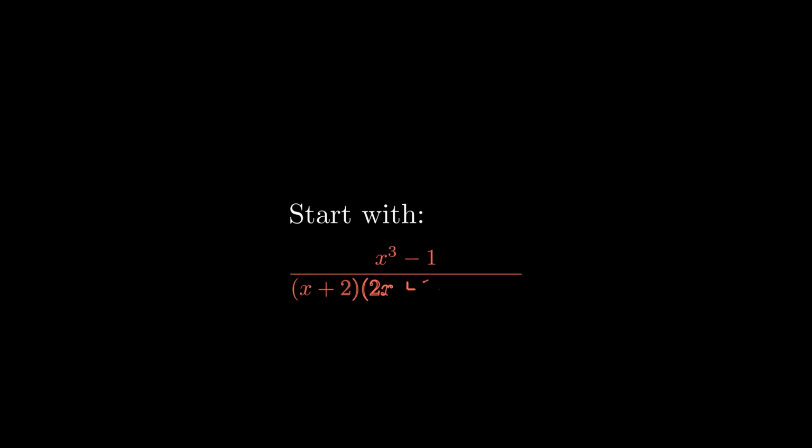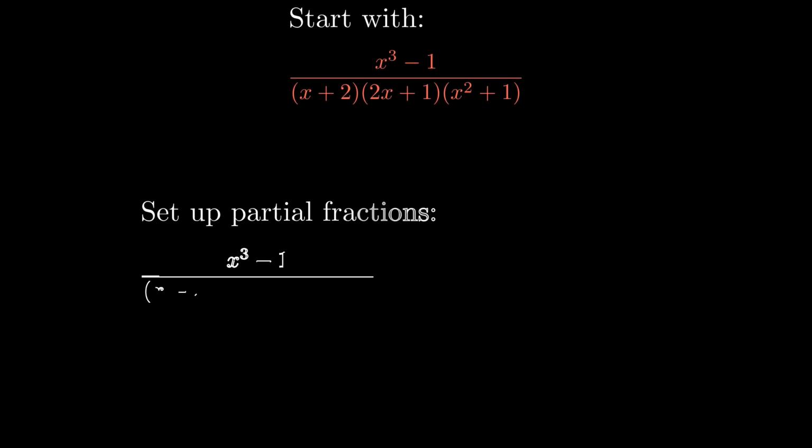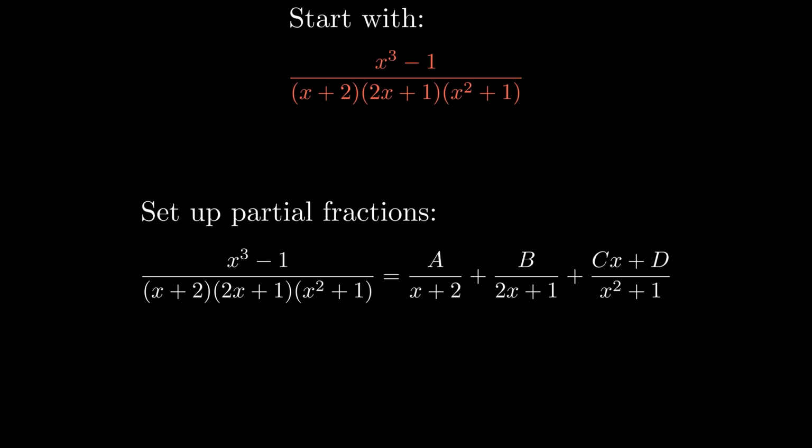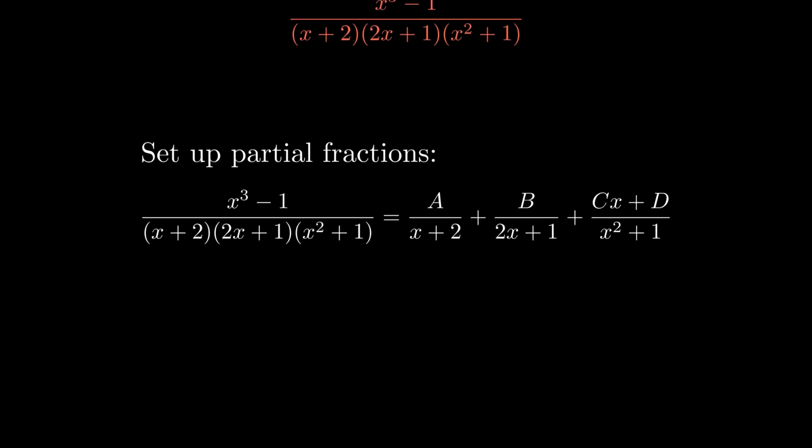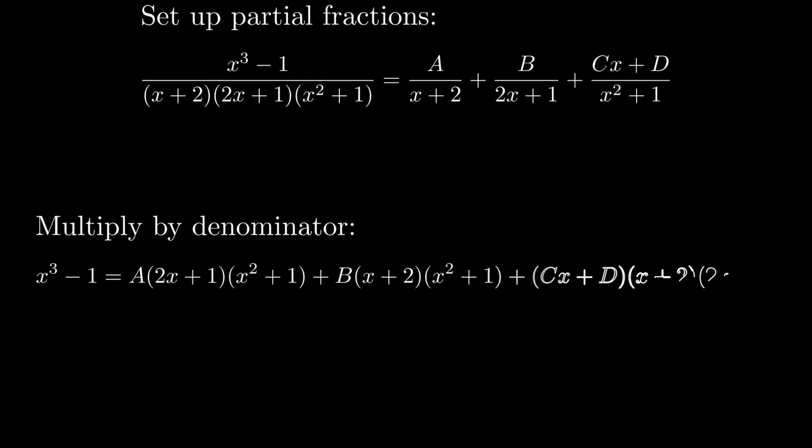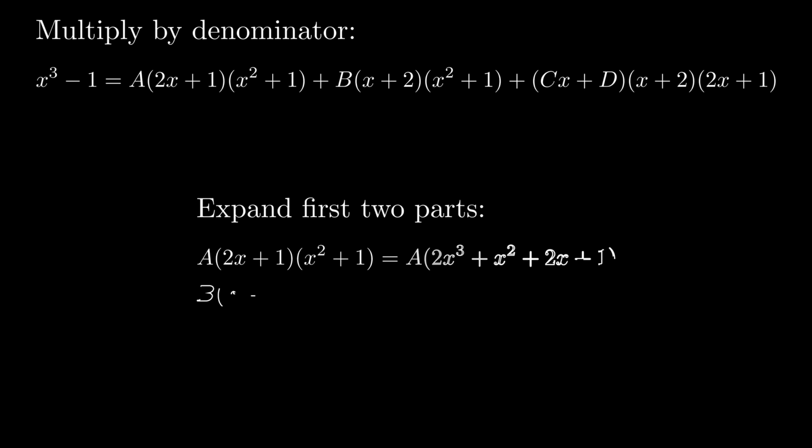We start with x cubed minus 1 over x plus 2 times 2x plus 1 times x squared plus 1. We split it into 3 parts. We multiply both sides by the full denominator. We expand the first 2 terms.